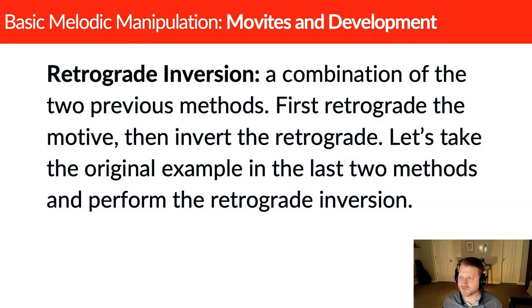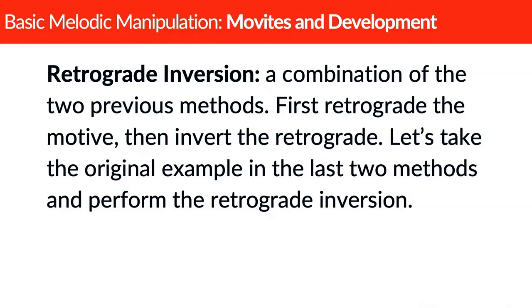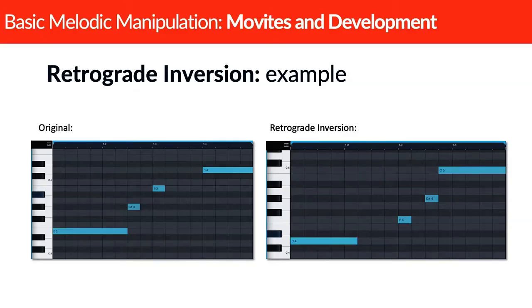Retrograde inversion. This is a combination of the first 2 methods. First you retrograde the motive, and then you invert the retrograde. Let's take a look at what we mean here. So here's the original. Now we won't go through all the steps that we did before, because that's basically what we just did. Just go through the steps as before: retrograde the thing first, so reverse all the pitches, and then invert it.